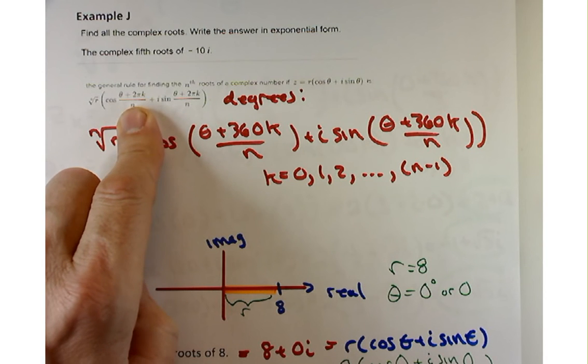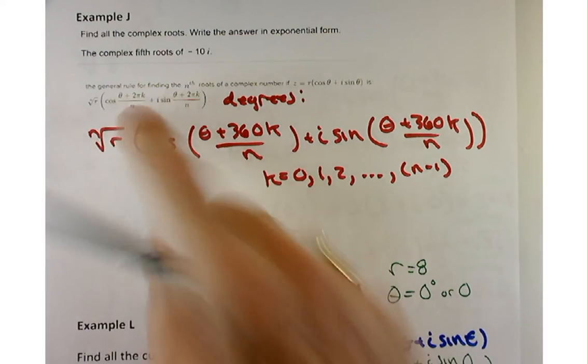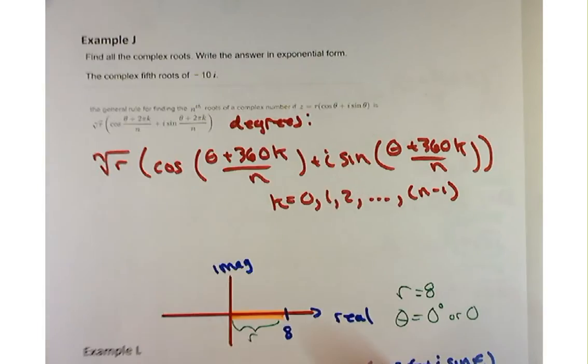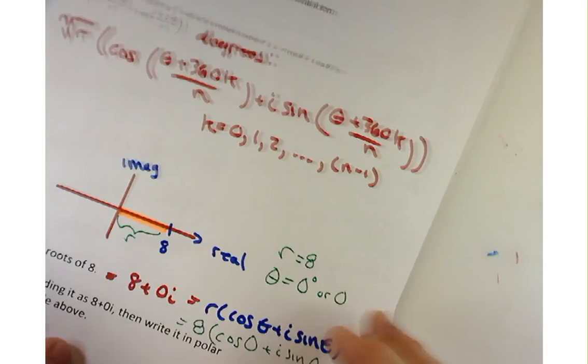In fact, I'll give you a choice. On this next one, do you want me to work in radians or degrees? Radians? Okay, fair enough. So we're going to use this formula then. This time we want to find the complex fifth roots of -10i. So let's move on to do that one.